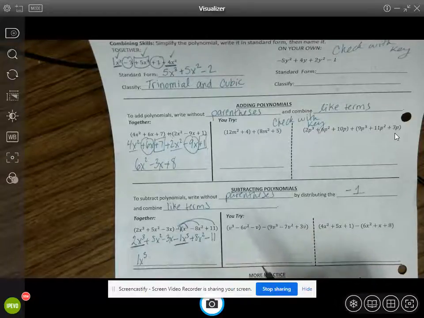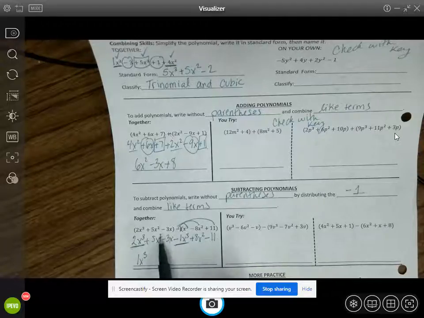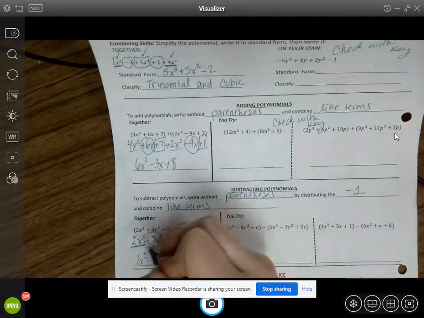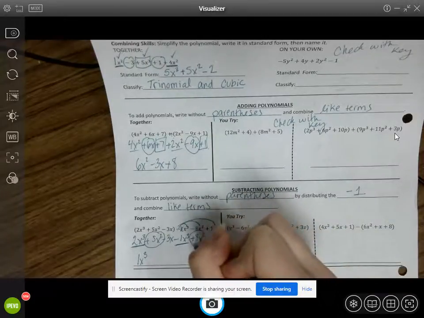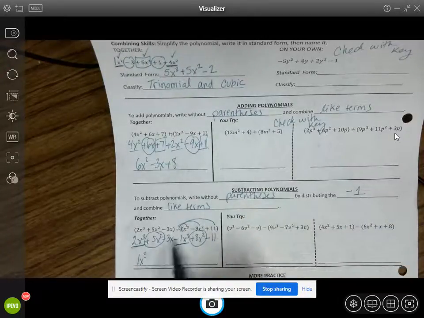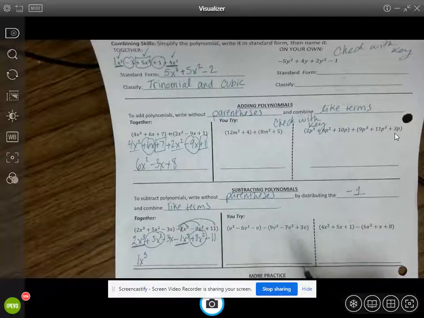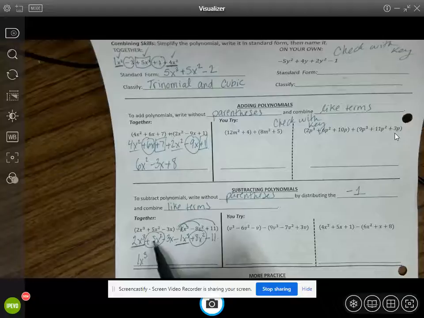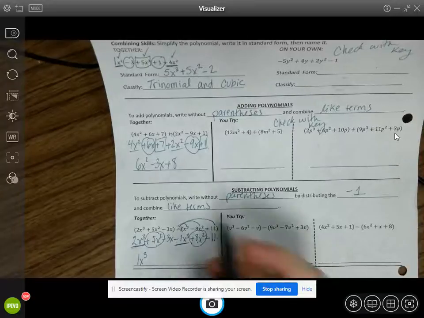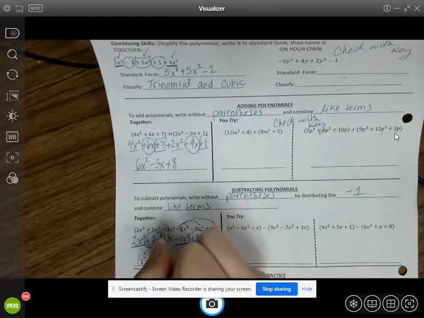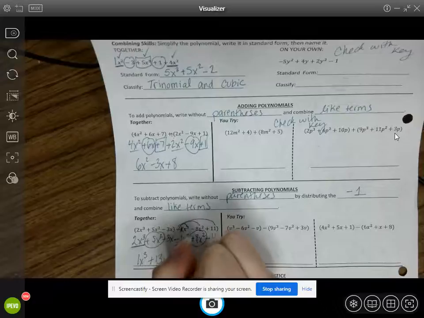So after the x cubed, we need the next largest. If you look at your terms left, the next largest is an x squared. Look for any like terms. I have another x squared term. Notice I'm circling or underlining those signs that go with it so that we know how to combine them. So I have a positive 5x squared, and I'm going to add 8x squared. So 5 plus 8 is 13x squared.